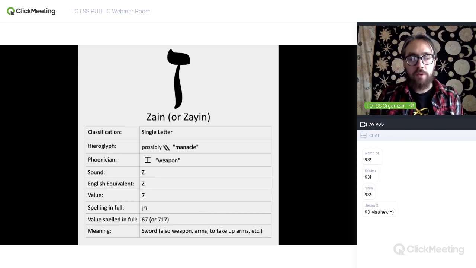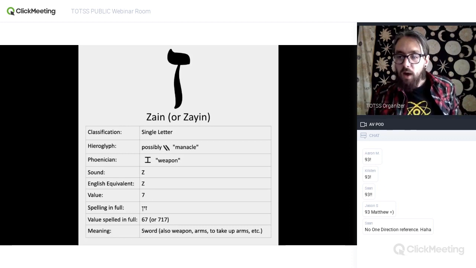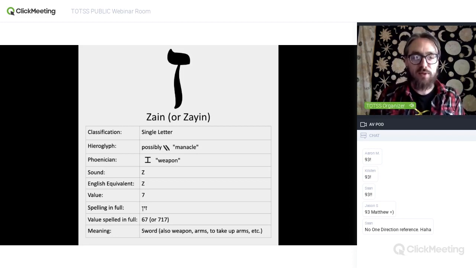So for the hieroglyphic origin, we've been talking about these as we've been going along. It's possibly that hieroglyph there, which means manacle or fetter. And then our Phoenician symbol there, it sort of looks like a capital I, generally means weapon.